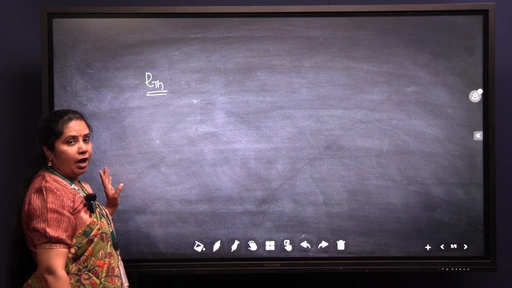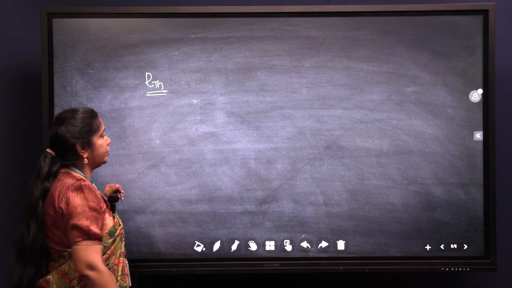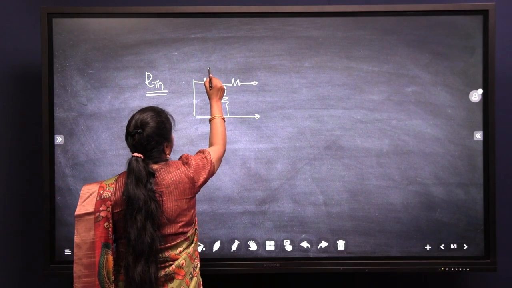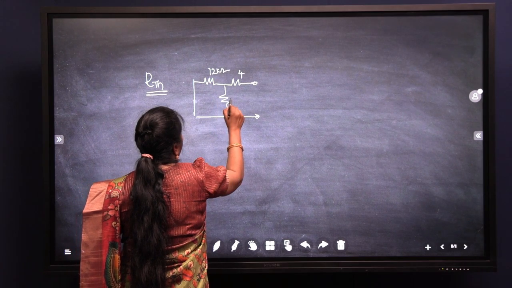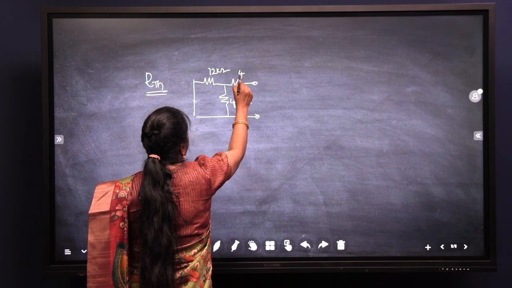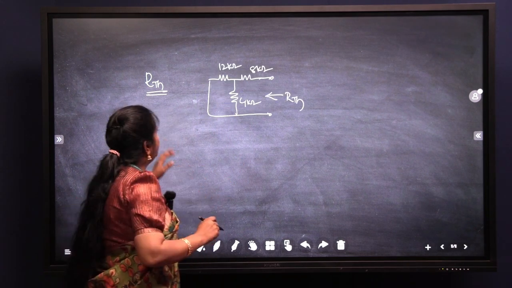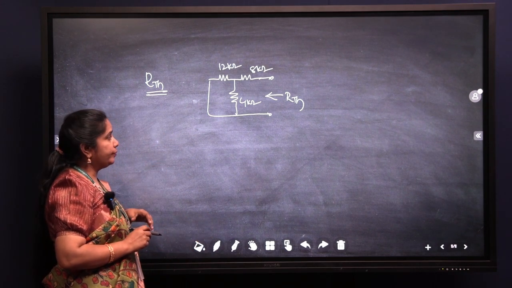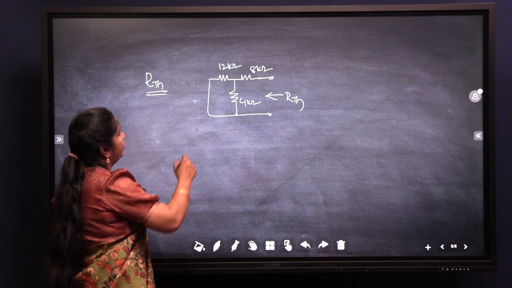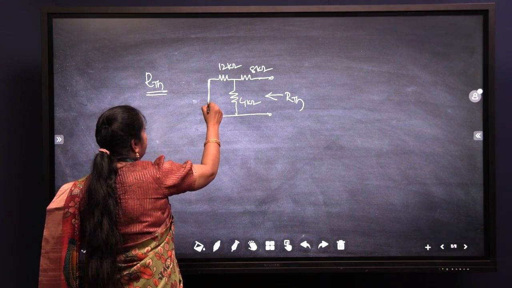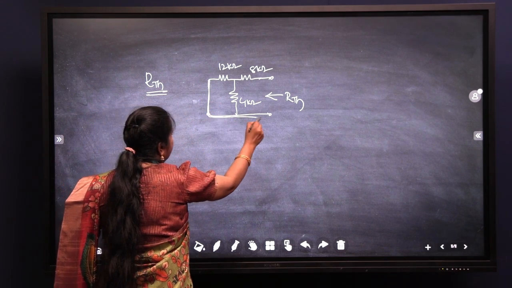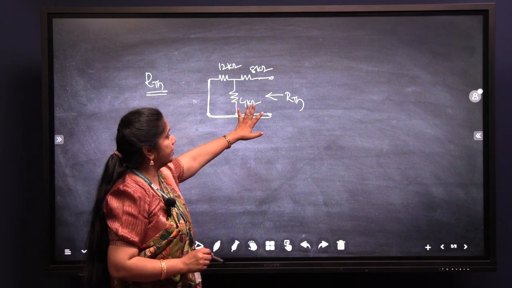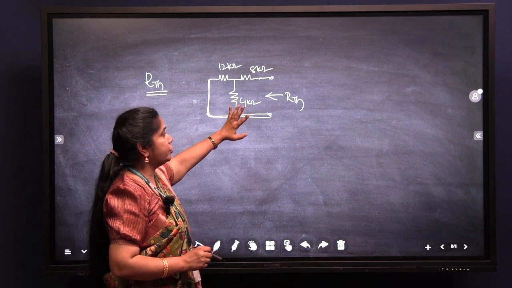But in our problem we have only one voltage source, so short circuit that one and your circuit will become like this. This is our 12 kilo ohms, 4 kilo ohms and 8 kilo ohms. To calculate the Thevenin's resistance, the first step is remove the load resistor and represent the voltage source with a short circuit. Here I have short circuited the voltage source and the circuit will become like this. Now calculate the Thevenin's resistance by using the network reduction techniques.